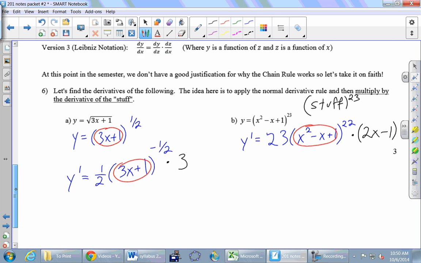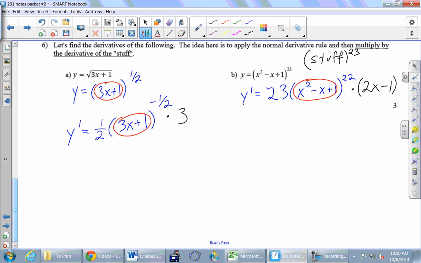Okay, let's see if we did that. In part B, the outside function was raising to the 23rd power. So we took the derivative, 23x to the 22, but instead of x, it's the derivative of the outside evaluated at the inside. So it's not x, it's whatever it used to be. It's this stuff that's circled in red. And then times the derivative of the inside function. And that's what's sticking out here.